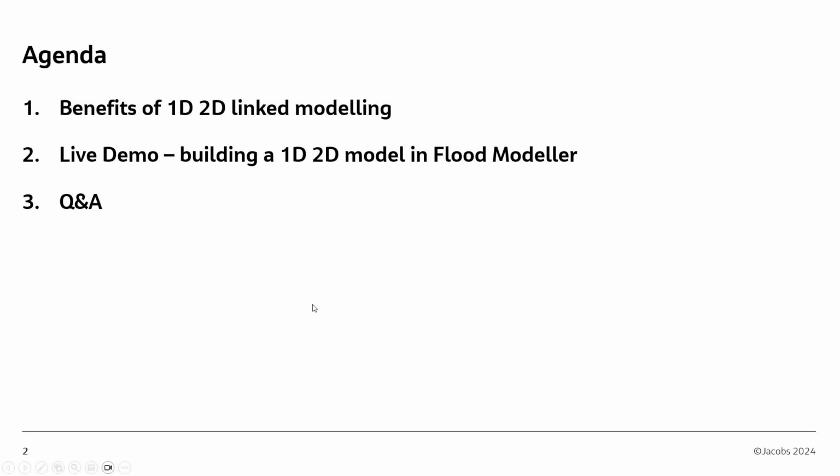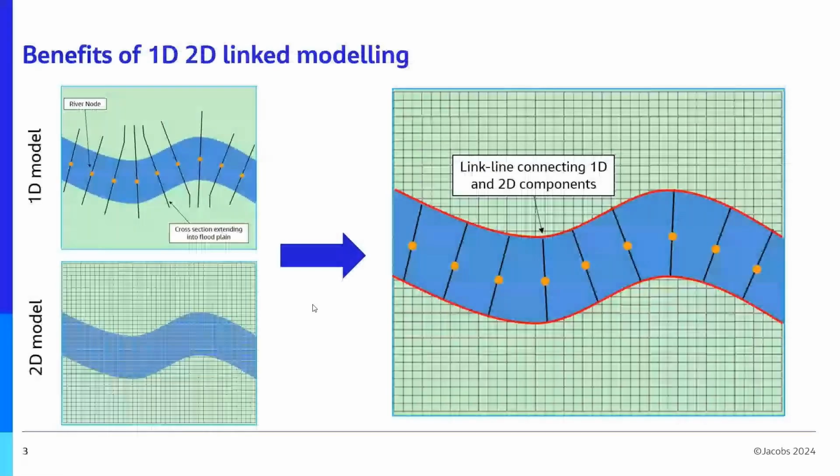So let's start by discussing the benefits of 1D-2D linked modelling. So a 1D river model provides us with in-channel hydraulics. Results from a 1D only fluvial model will give us water level and flow at all of the nodes within a river channel at each time step.